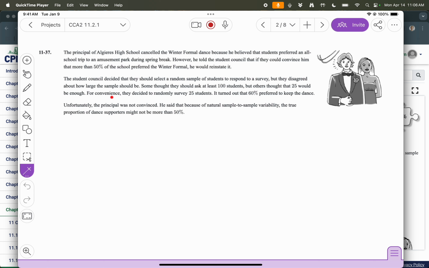For simplicity and convenience, they decided to survey 25 students, and this is our key here. It turns out that of those 25, 60% preferred to keep the dance. Unfortunately, the principal said, I'm not convinced. Because of natural sample-to-sample variability, the true proportion of dance supporters might not be more than 50%. So even though in this survey 60% supported it, he's saying that because of this natural sample-to-sample variability, it might not even be more than 50%, even though they found 60.